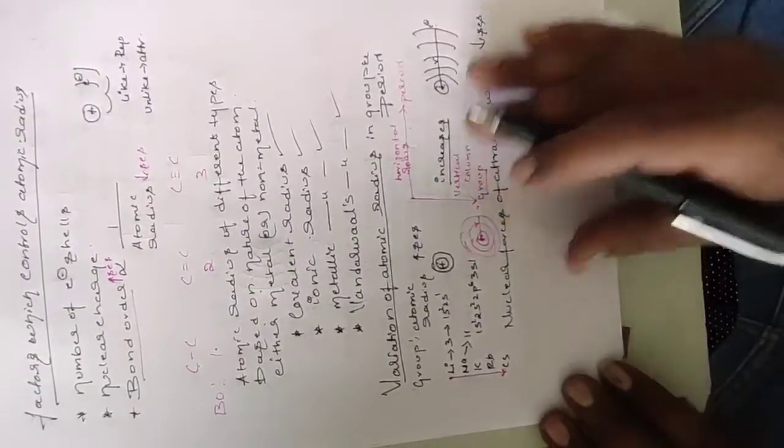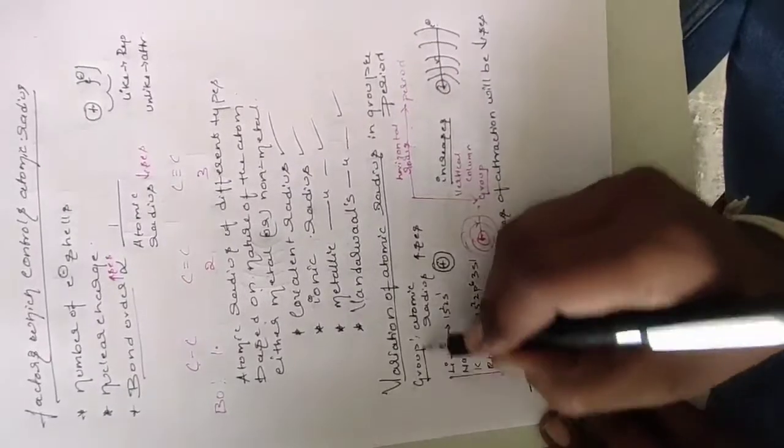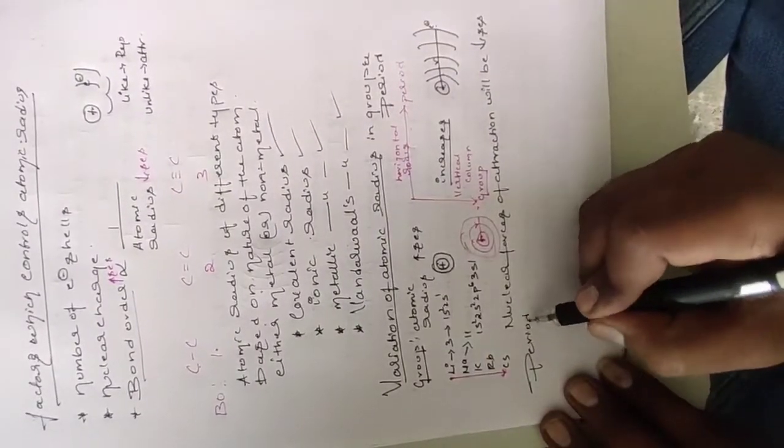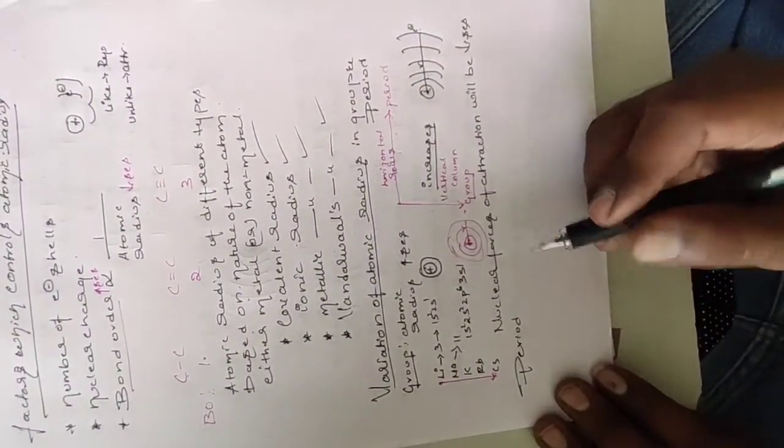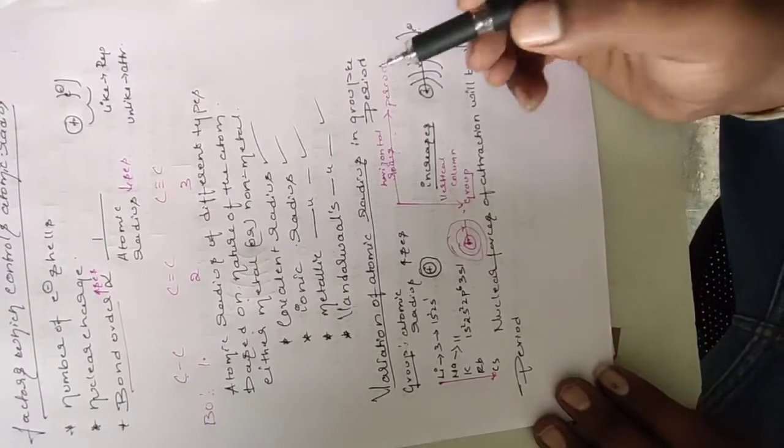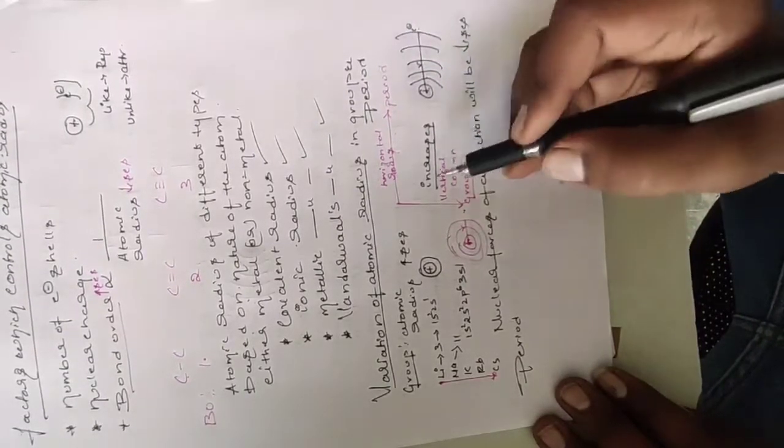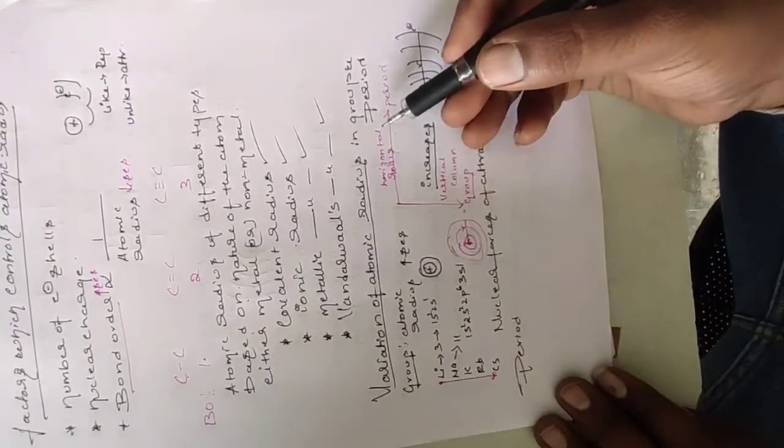Next, we are going to talk about period. We talked about the groups, now we are going to talk about period. The atomic radius in a period will decrease. If it increases in groups, then quite commonly in the opposite way, it must decrease.